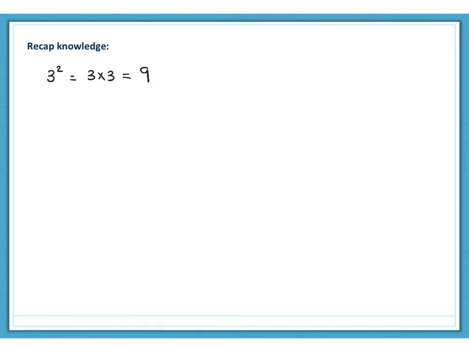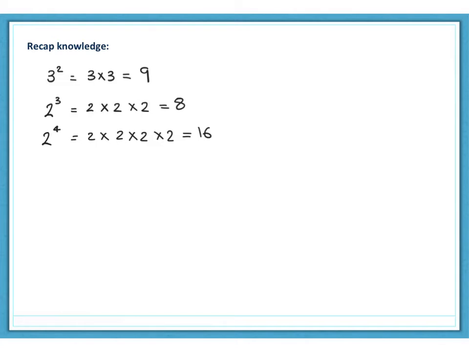Similarly, if I asked you to work out what 2 to the power of 3 was, you would work out 2 multiplied by 2 multiplied by 2, or 2 cubed, which gives you an answer of 8. If I asked you to work out 2 to the power of 4, you would work out 2 multiplied by 2 multiplied by 2 multiplied by 2, which gives you an answer of 16. So we can simplify numerical calculations involving powers.